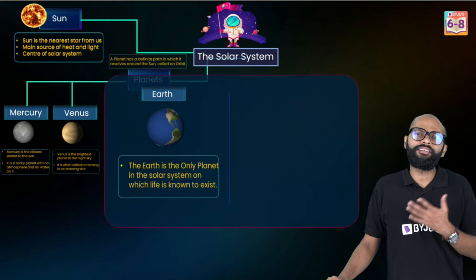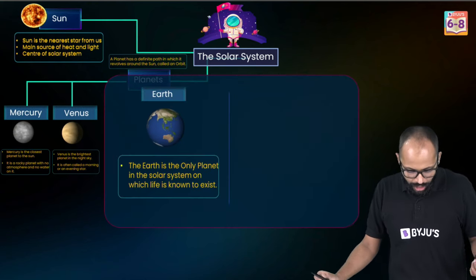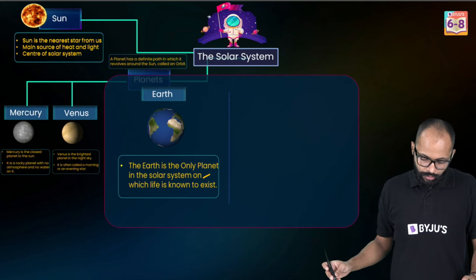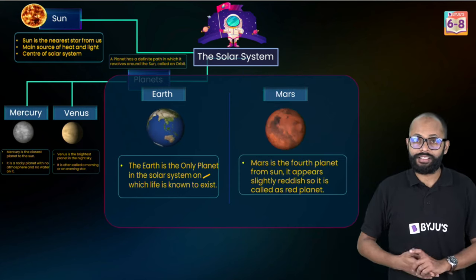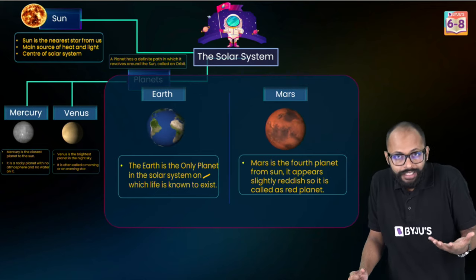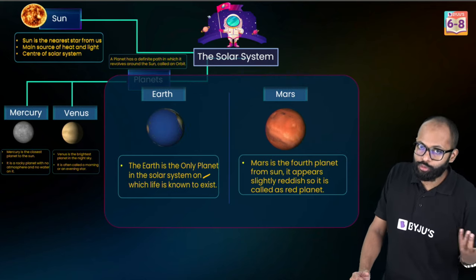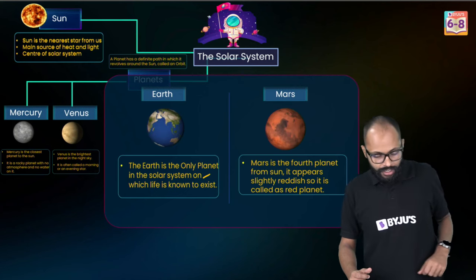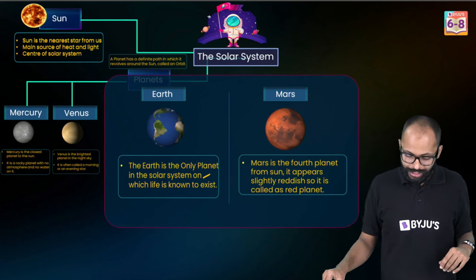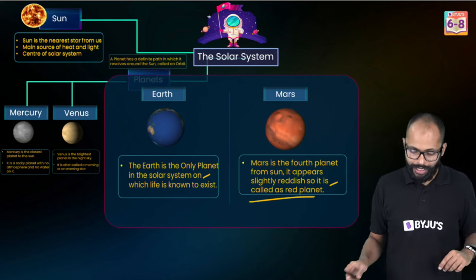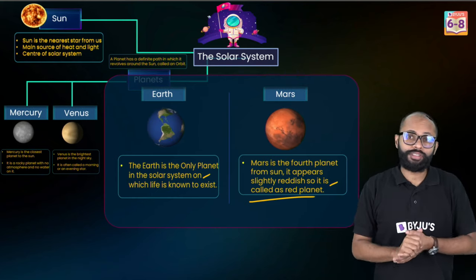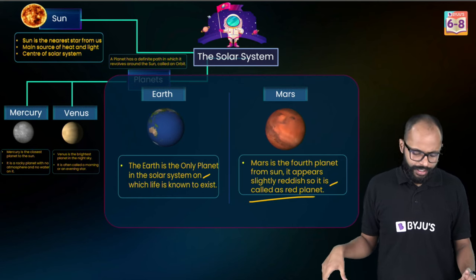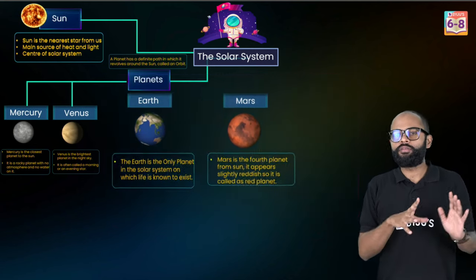Then we have, oh wow, this is the planet where we live, Earth. It is the only planet in the solar system on which life is known to exist. Right now this is all we know. Next is Mars, where we are hoping to settle in future because there are people who think seriously about this. Mars is the fourth planet from the sun. It appears slightly reddish, so it is called the red planet. It looks red because there is a lot of iron oxide here. That's why it is Mars. And that's how the four planets are done.